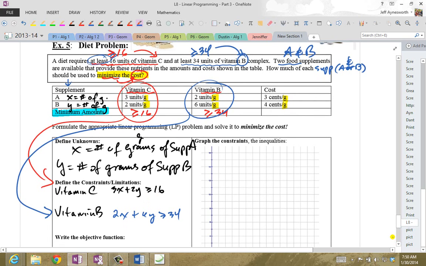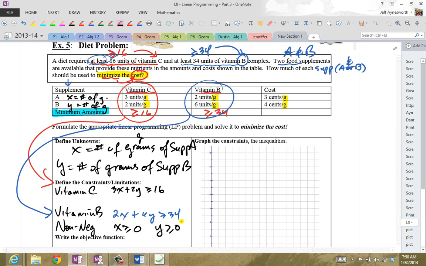Okay, so we got our constraint for vitamin C, we got one for vitamin B, and now we got to write our non-negative constraints. Now since x stands for the number of grams, it can't be negative. It's got to be 0 or positive, and that's why we call them non-negatives. So your x, since it stands for the number of grams, has got to be greater than or equal to 0, and likewise with your y. Those non-negative constraints are going to be in most linear programming problems, because your variables in this case can't be negative. They either have to be 0 or positive. That's where the name non-negative comes from.